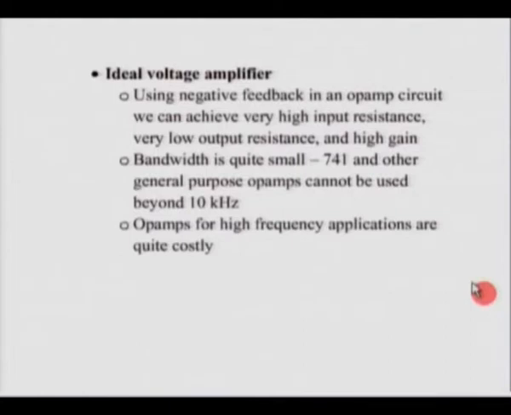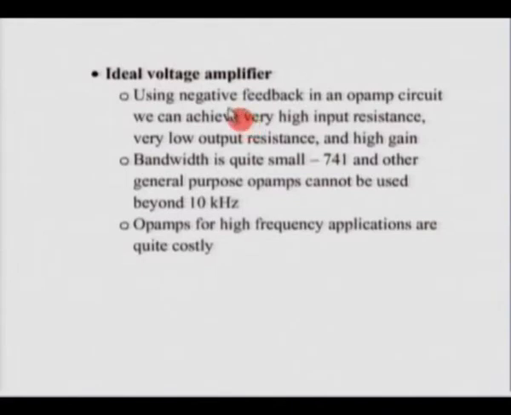Now when we look at an ideal voltage amplifier, we studied last week that you can think of an op amp as almost an ideal voltage amplifier. This is because when you use negative feedback in an op amp circuit, and especially if you think about the non-inverting amplifier circuit, you would see that the input impedance is very high, which is a requirement for a voltage amplifier. And again, because of the negative feedback, the output resistance is extremely small, again what is required of a voltage amplifier.